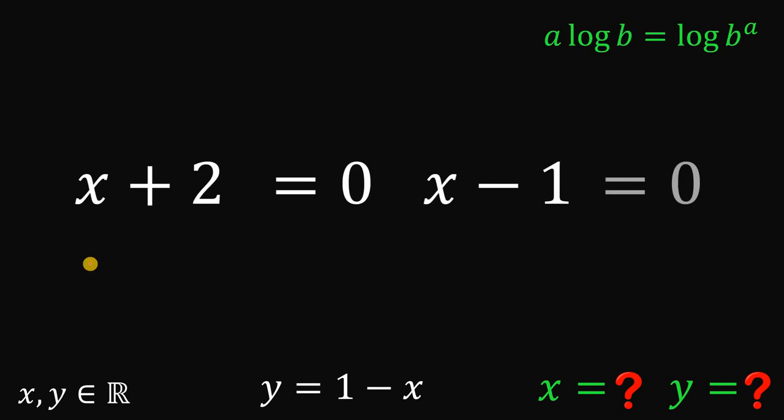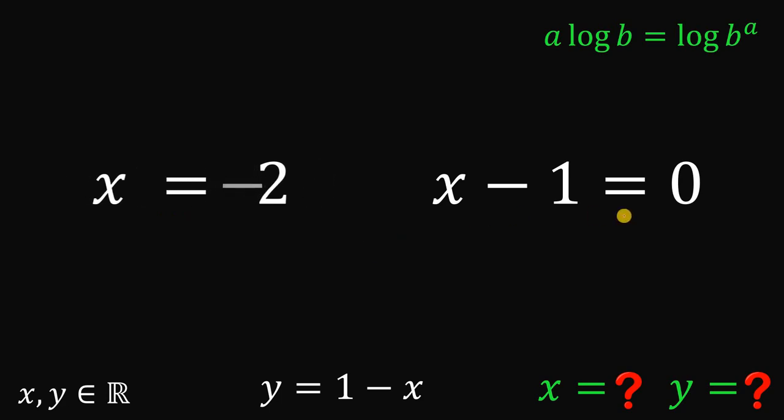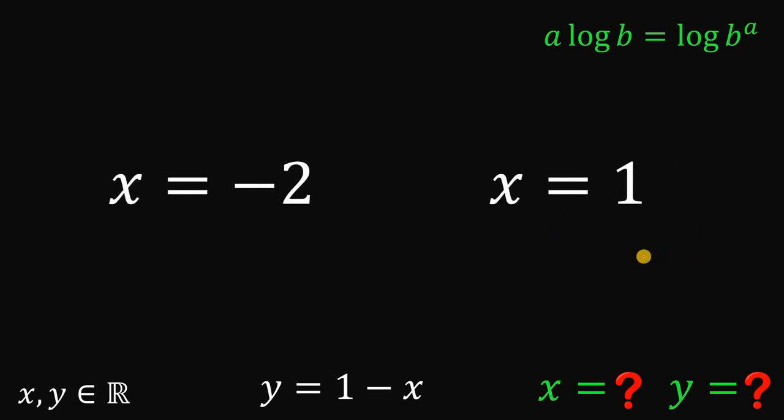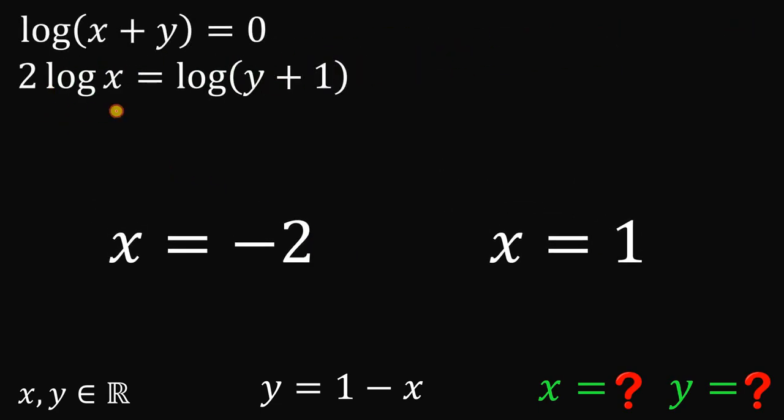So, using the zero property, we can say that x plus 2 equals 0 or x minus 1 equals 0. Now, given the first case, if we subtract 2 on both sides, we get that the value of x must be equal to negative 2. On the other side, if we add 1 on both sides, we get that the value of x must be equal to 1.